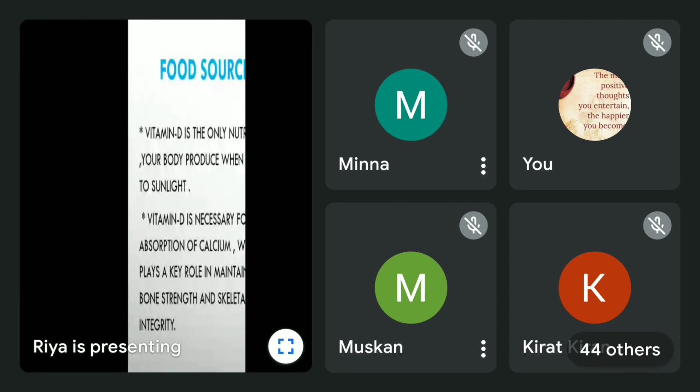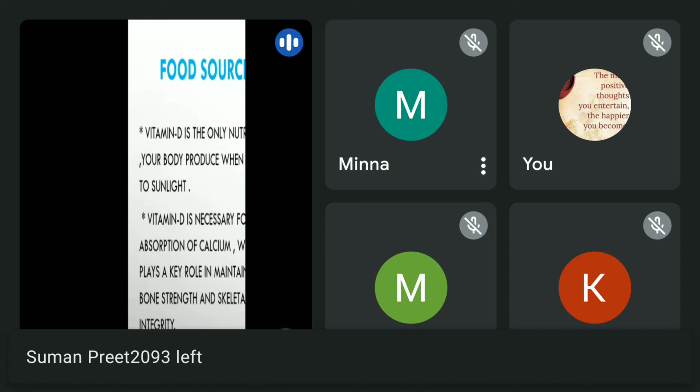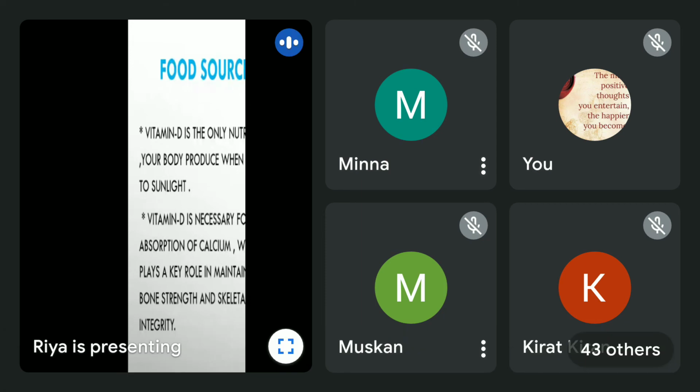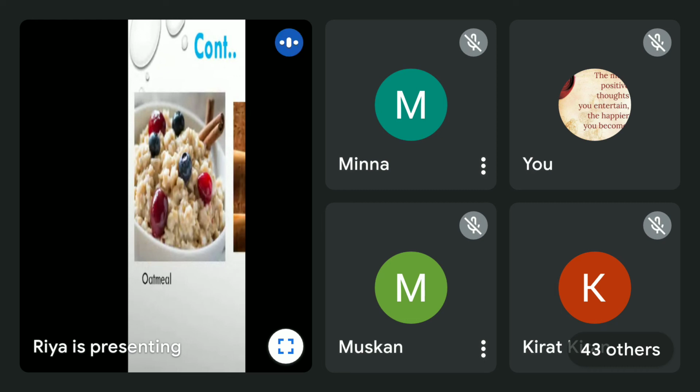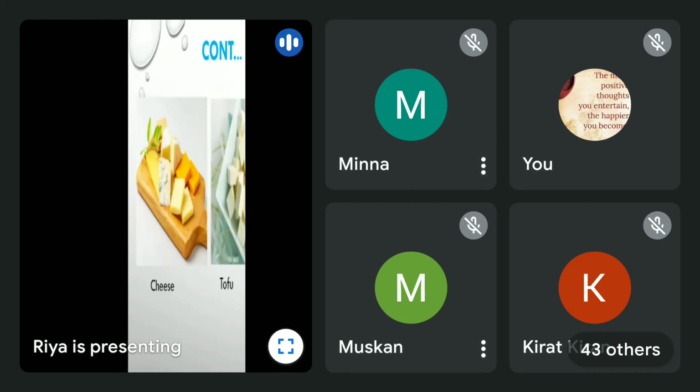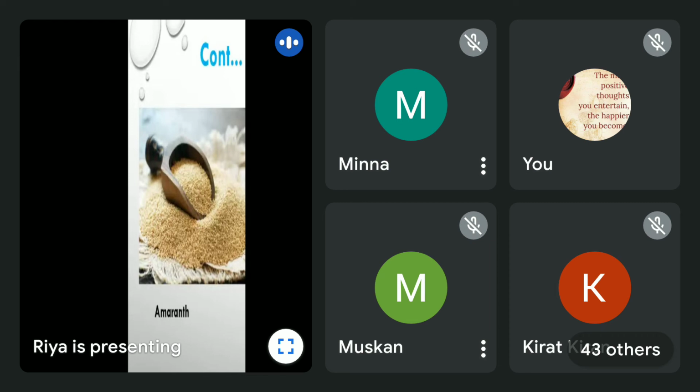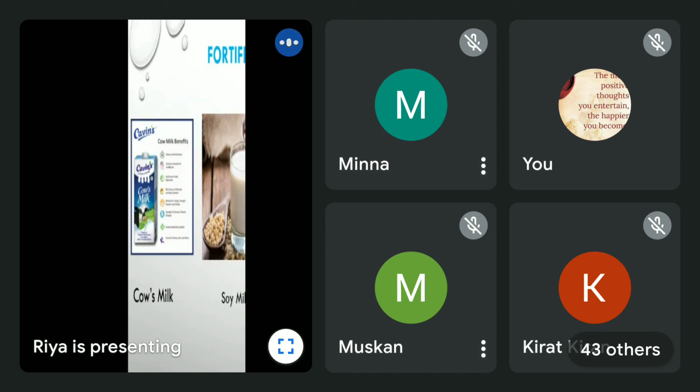Food choices. Vitamin D is the only nutrient your body produces when exposed to sunlight. Vitamin D is necessary for absorption of calcium, which plays a key role in maintaining bone strength and skeletal integrity. Sources include egg and egg yolk, mushrooms, oatmeal, seeds, bread, cheese, tofu, cereals, almonds, amaranth, and spinach. Sunlight is also a good source of vitamin D. Fortified foods include cow milk, soy milk, orange juice, and yogurt.